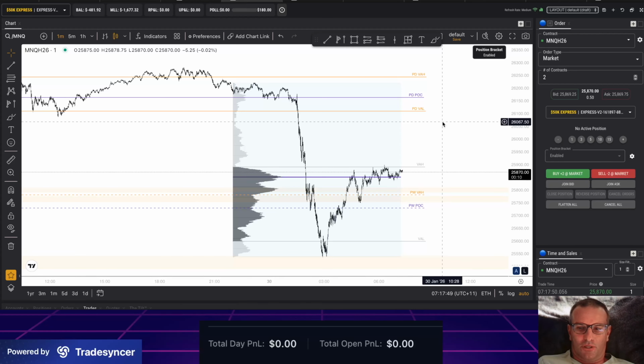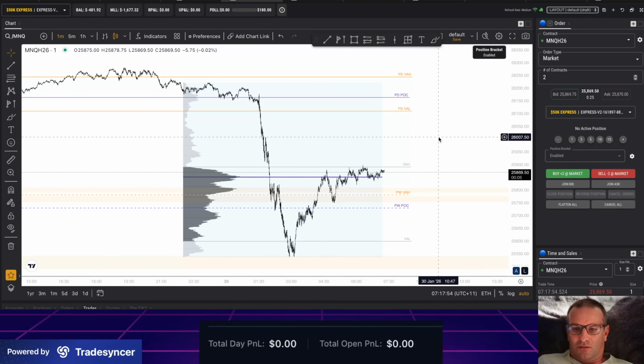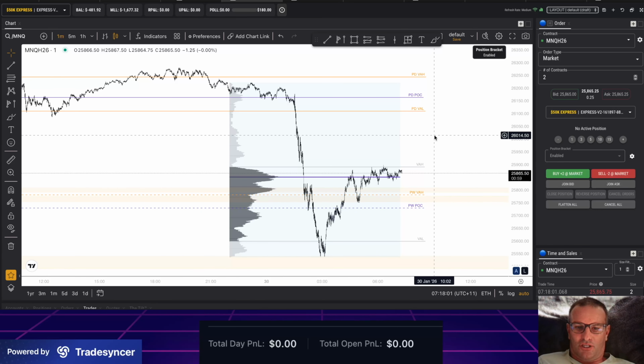Okay, so welcome back to another end of New York session, trading volume profile across several accounts on TradeSyncer. The first thing we have to do is check where we are in regard to premium and discount.